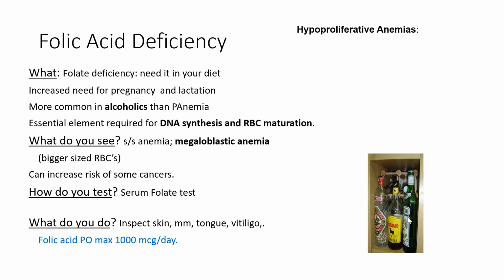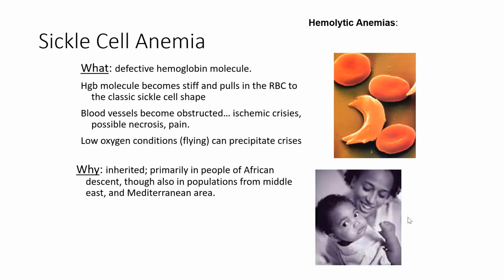Folic acid deficiency is very common in alcoholics, more common than pernicious anemia. And folic acid is an essential element required for DNA synthesis and red blood cell maturation. So again, the cells are large. The MCV is greater than 100, and it's a megaloblastic anemia. And you test for it by just sending a serum folate test. And again, you can replace it with folic acid, 1,000 micrograms a day.